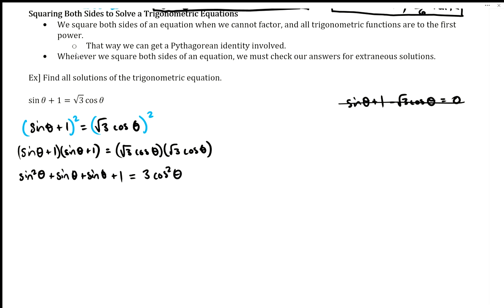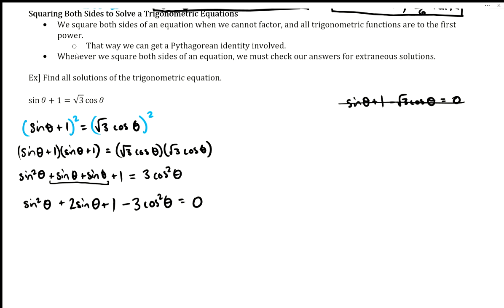Okay, so we multiplied those things out. Now let's do 2 steps in 1. Now that I've got squared expressions, I am going to go ahead and combine. So I have sine squared of theta plus 2 sine of theta plus 1, and then let's subtract the 3 cosine squared over, so minus 3 cosine squared theta set equal to 0. All right, so I've got these trig expressions that have higher powers, but still currently I can't factor anything.